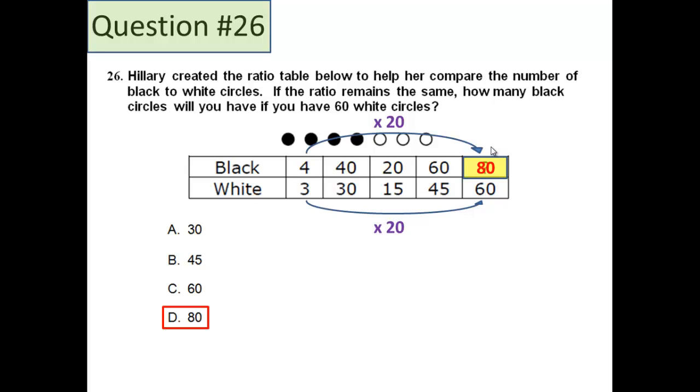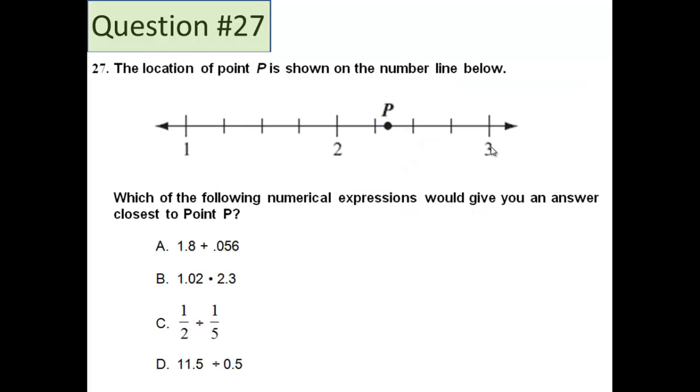That was number 26. Now on to number 27, probably the most annoying problem on this test. The location of point P is shown on the number line below. There it is. Hey P, how you doing? Which of the following numerical expressions would give you an answer closest to point P? And good God, there's A, B, C, D, and they're all different operations. And we're trying to figure out which one is going to get us closest to point P.